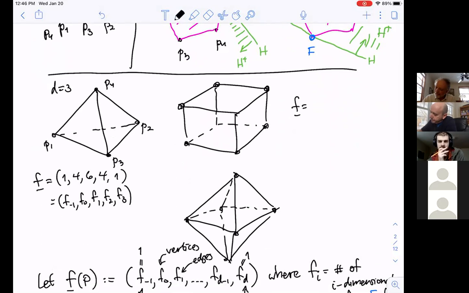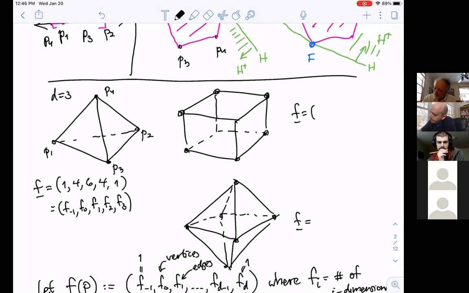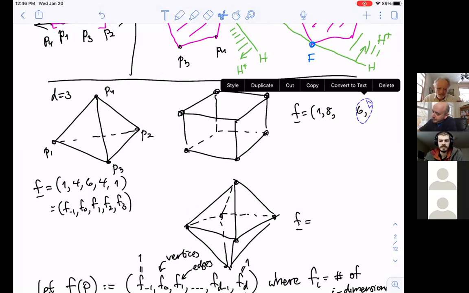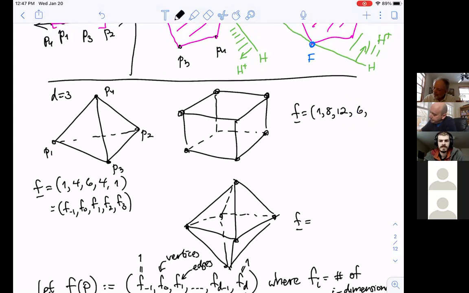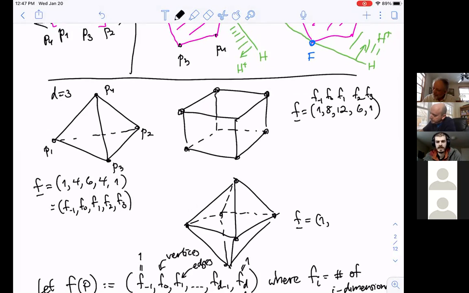And for these two, let's compare them because this is going to be important. What do we got? A 1. I've got 8 vertices. I've got 6 faces. Try again. 8 vertices. How many edges? 12 edges. 6 faces, and then the polytope itself. Whereas for this octahedron, it's, let's see, there are 6 vertices, again 12 edges, 8 faces because it's an octahedron, 8 for octa, no, octa for 8.